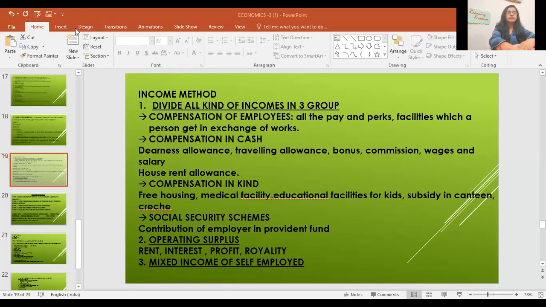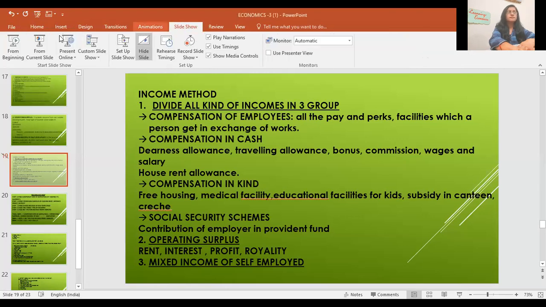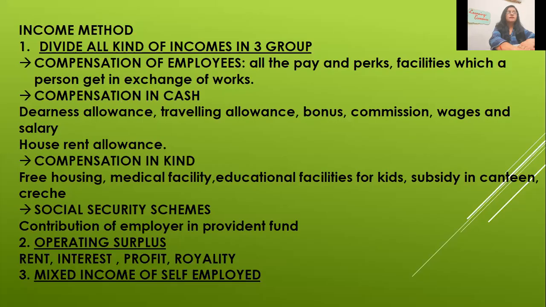For calculating national income by income method, first thing we have to do is categorize the income in three parts, and the three parts will be, first is compensation of employees. Now you can see compensation of employees. We have to divide all the incomes in three groups.